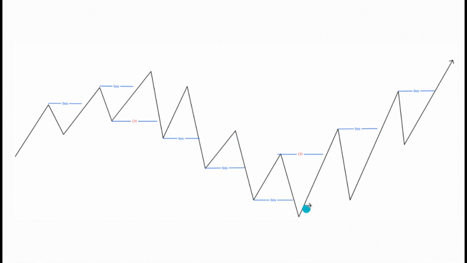Price was supposed to create a lower high, but instead price created a higher high, indicating that price has changed character from the downtrend to an uptrend before price trades to the upside. So when reading a trend, you need to know when price has changed character.